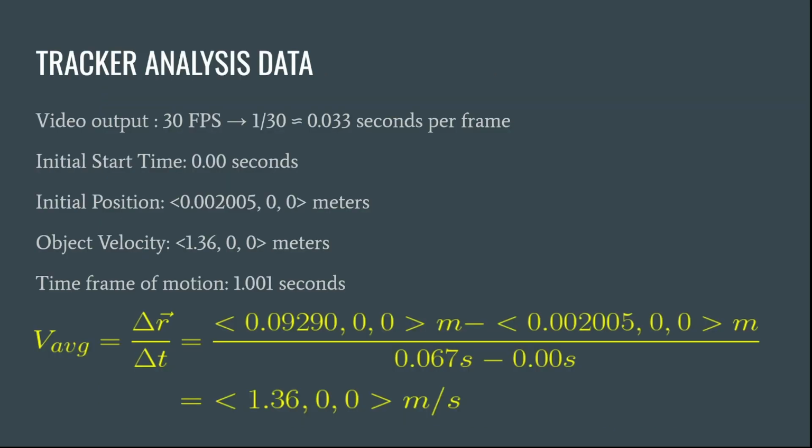Here is the data that is gathered from the observed Tracker model. Firstly, the video was shot at 30 FPS, meaning that the change in time per frame is roughly 0.033 seconds. The initial position and time were gathered at the placed origin and are both roughly 0. The velocity was calculated from the previous formula and can be seen in the calculation at the bottom of the slide. Last, the time frame of the rolling object in Tracker was about 1 second, or 1.001 seconds.